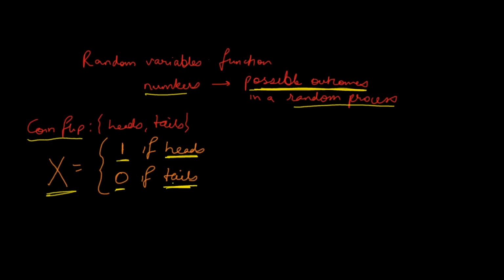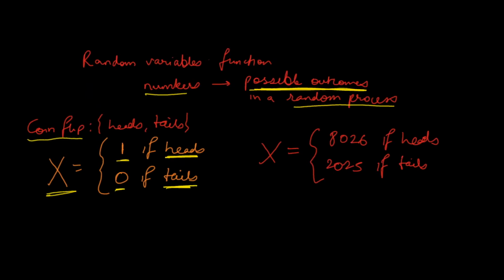So this is a typical way of assigning random variables. We usually assign them 1 and 0 for convenience, but x would also be a random variable if it were defined, for example, as 8026 if we got heads, and 2025 if we got tails. And this would still be a random variable because we are assigning numbers to our possible outcomes in a random process.